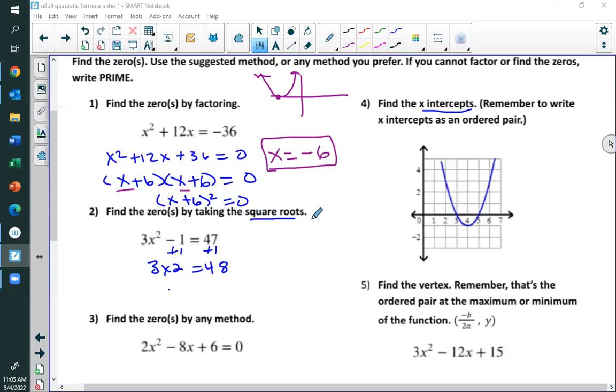Okay, so if we find the zeros by taking square roots, that was just a suggestion. I'm trying to get x squared by itself, so I'm going to divide each side now by 3. So I have x squared equals 16. To undo x squared, we take the square root of it. Now that we are in this unit and we understand that there are 2 solutions, I now want the positive solution and the negative solution, right?